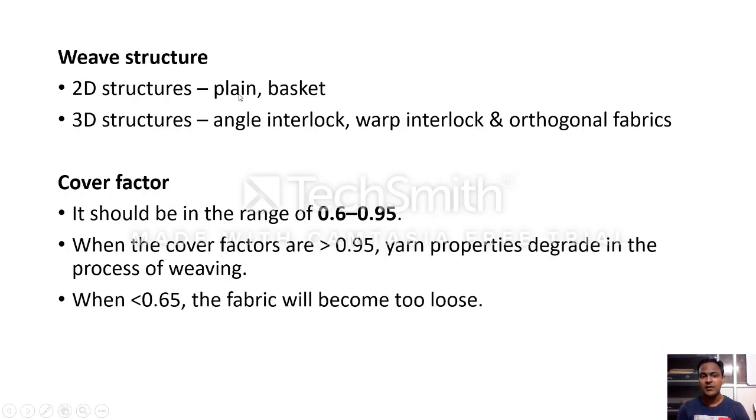Among the 2D structures, plain and basket weave are the commonly used structures for ballistic protection. And among 3D structures, there are various structures like angle interlock, warp interlock, and orthogonal type of weave that can also be used.